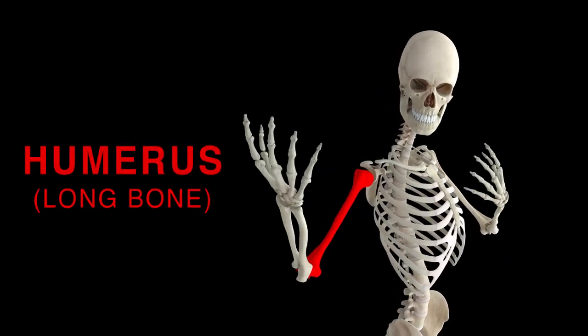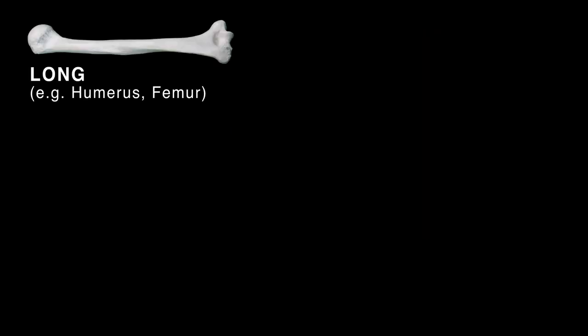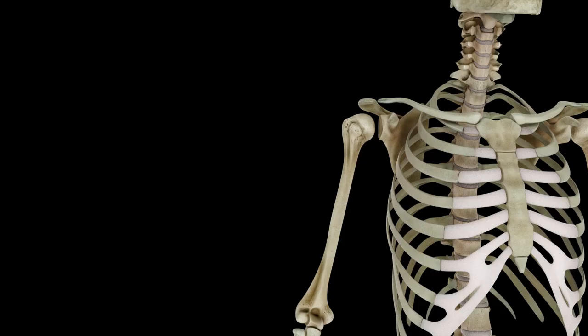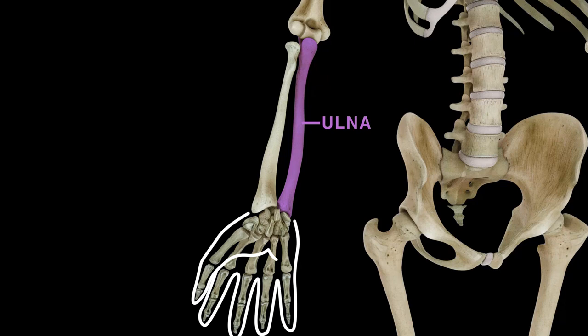The humerus is a long bone, which is defined as a bone that is longer than it is wide. The other four types of bones are short, flat, irregular, and sesamoid. It runs from the scapula to the two bones of the forearm, the ulna, which runs from the medial side of the elbow to the pinky side of the wrist, and the radius, which runs from the lateral side of the elbow to the thumb side of the wrist.